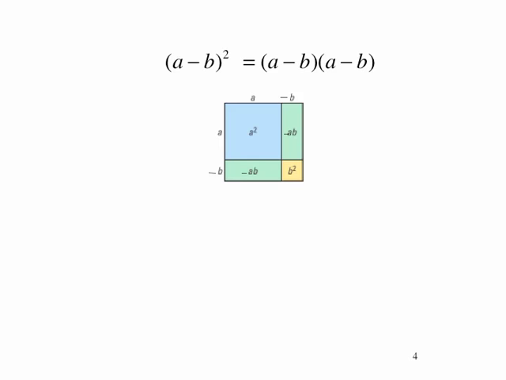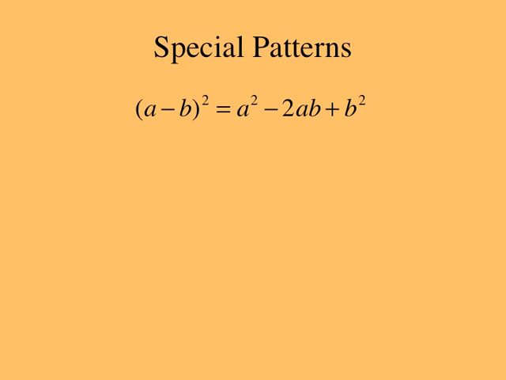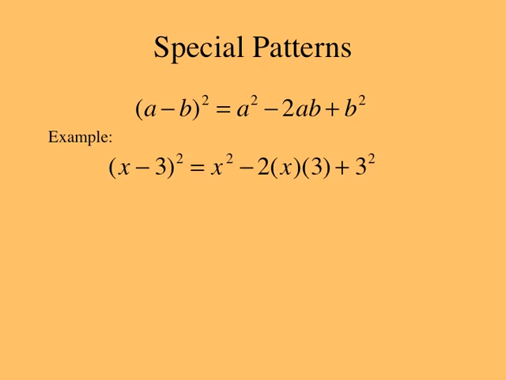When we add these squares and rectangles together, the total area that we have is given by this expression. a squared, that's the one in blue, plus negative 2ab. Right? We have a negative ab in green, and we have two of them. That's where that 2 comes from, plus b squared. We might also write that as a squared minus 2ab plus b squared. Let's take a look at this with an example that has some variables and some constants in place of the a and the b in this pattern. So an example might be x minus 3 squared.